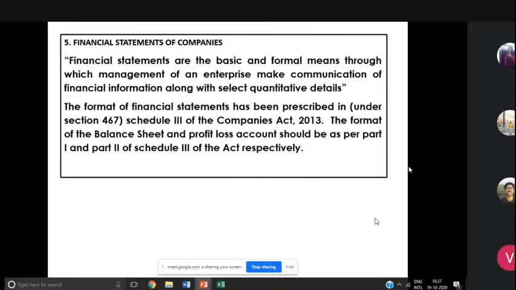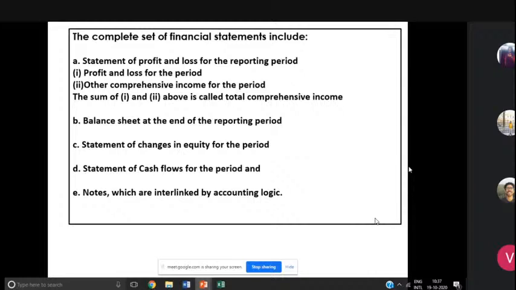Yes, sir. Thank you. Now, when someone asks what is financial statement, don't simply talk about P&L and balance sheet. You have to talk about all five. Another MCQ. Complete set of financial statement, put a double line below the words complete set. Complete set of financial statement includes: number one, statement of profit and loss for the reporting period. Please write down in the same manner with the subdivisions, because again it can be MCQs.